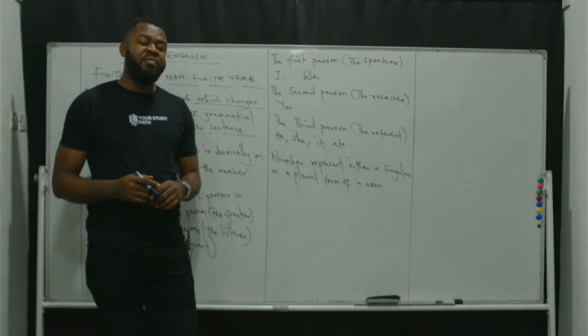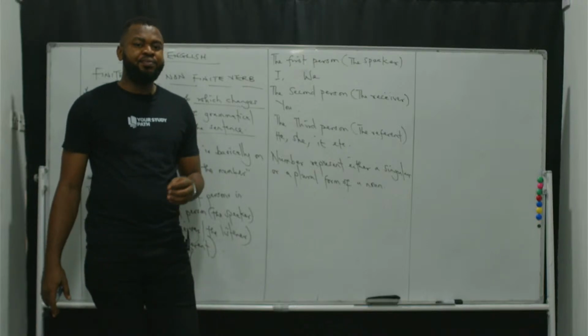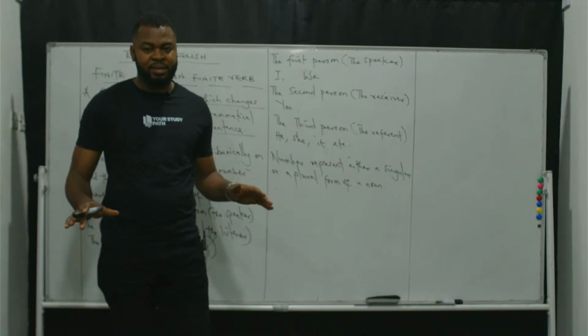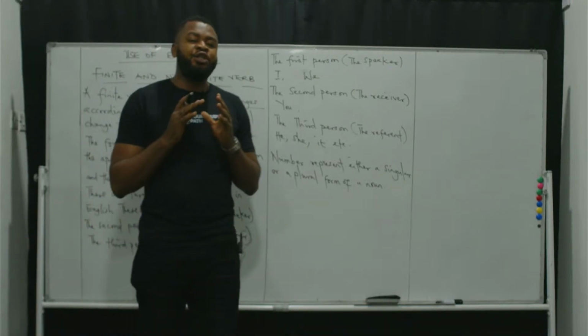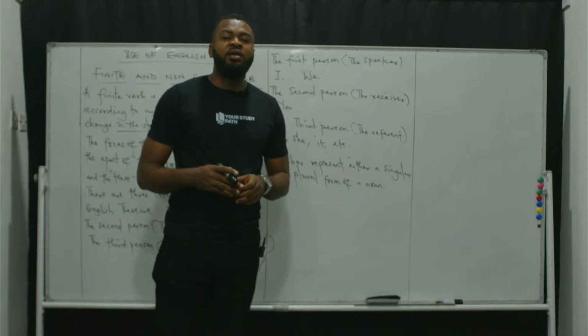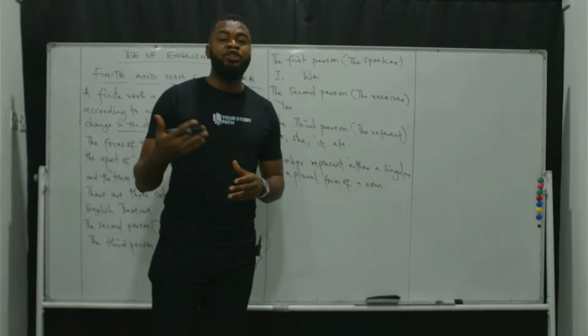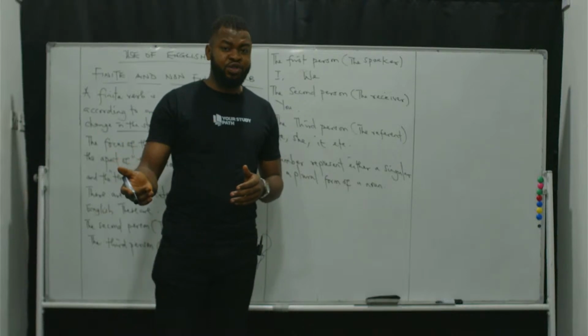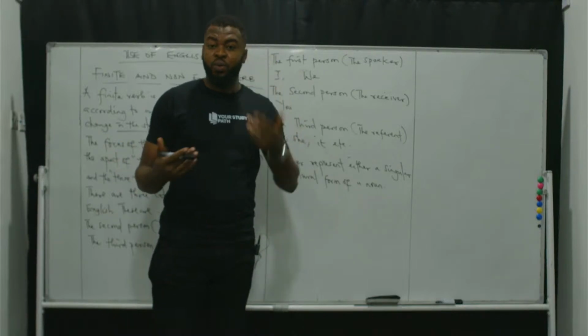Okay? And remember, for most nouns, in order to show the singular form, you do not need the letter S. And in order to show the plural form, you need to indicate the plural marker, which is the letter S. In some cases, it could be ES. In some other cases, it could be IES. Do you understand? Depending on the structure of the word.